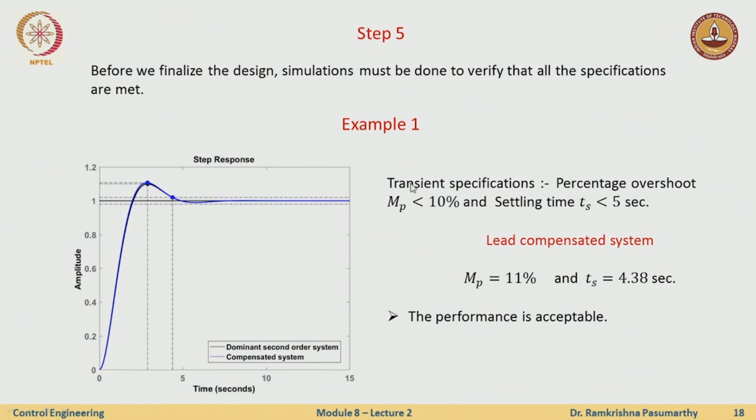So, where did we start? We started with specifications in such a way that MP was less than 10%, settling time was less than 5%, and I do all the design, choose the best alpha, it gives me 11% of MP and 4.38 seconds of settling time, and these are within acceptable limits.